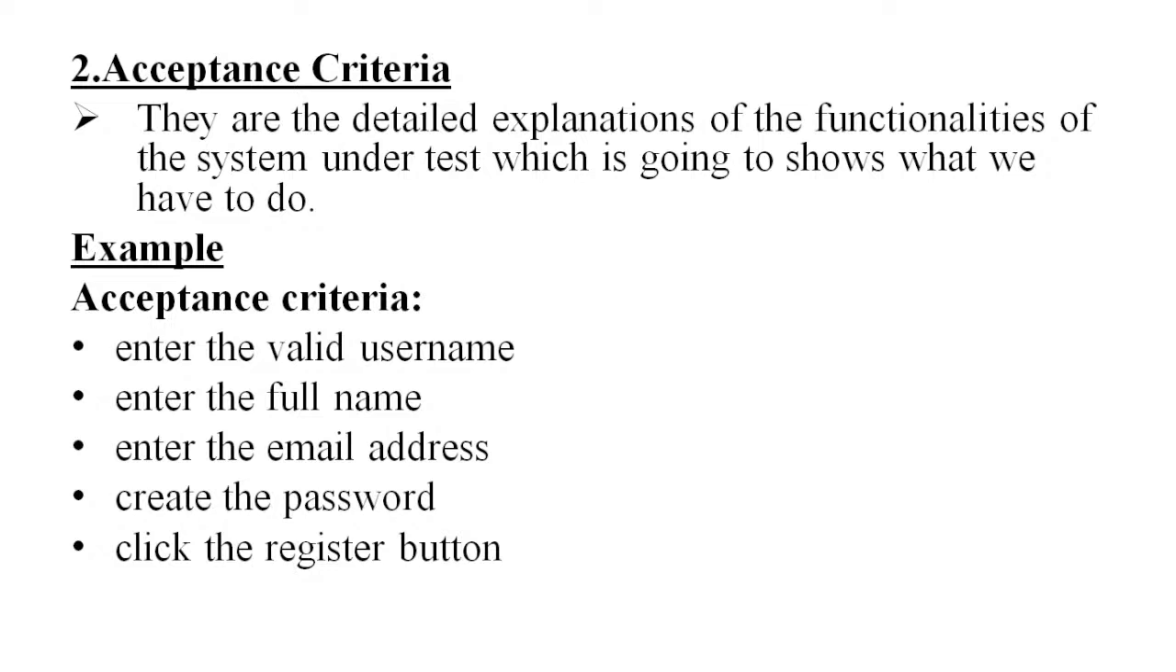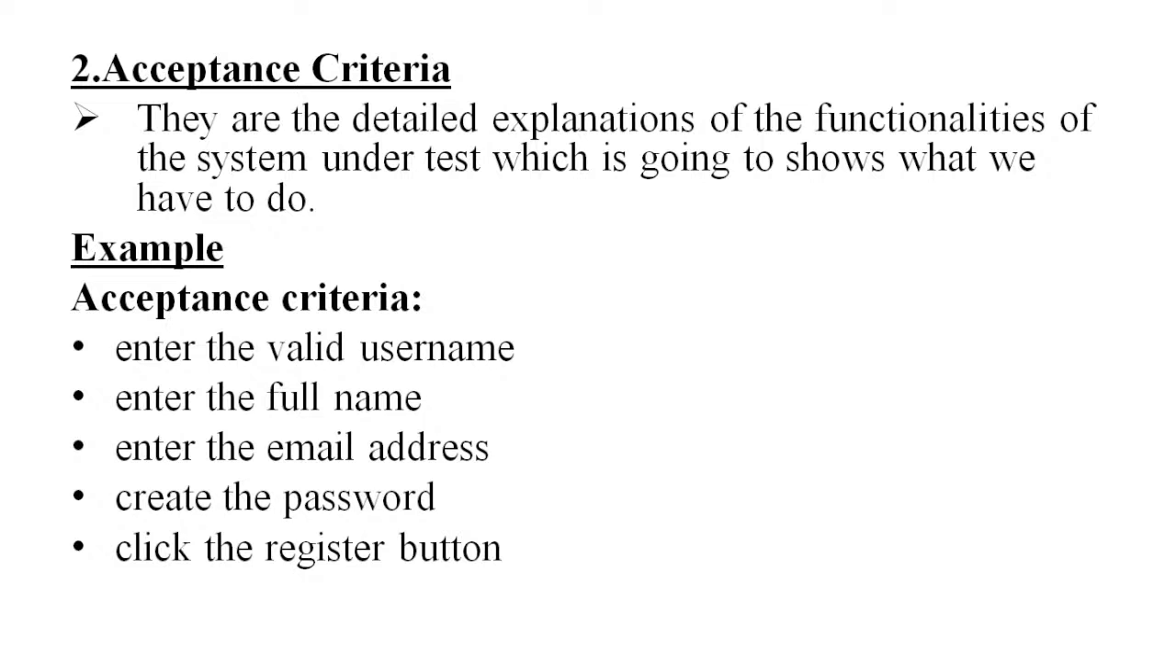These are the detailed explanation of the functionalities of the system under test, which show what we have to do in the particular user story. This detailed explanation comes under the category of acceptance criteria. So that is the difference: a user story is a short explanation, while acceptance criteria is the detailed explanation of the user story, covering the functionalities of the system under test.